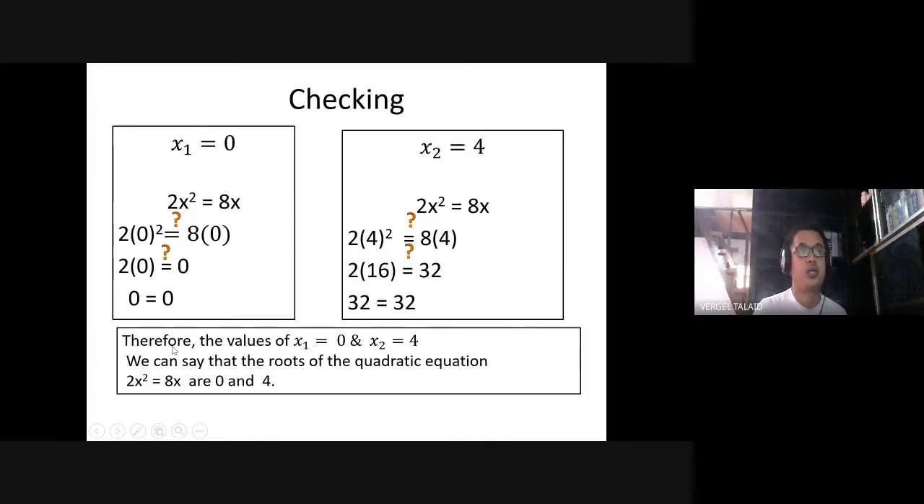Now to check whether our answer is correct, substitute the value of 0 in the original equation, 2x squared is equal to 8x. We have 0 squared, 0 times 2 is equal to 0. 8 times 0 is equal to 0. So therefore, x sub 1 is equal to 0. X sub 2, the second root, we have 4 squared, that is 16 times 2 is 32. 8 times 4 is 32. So 32 is equal to 32. So therefore, 0 and 4 are the roots of 2x squared is equal to 8x.